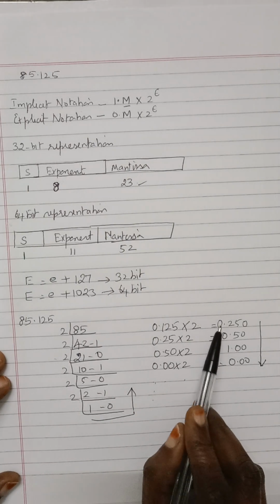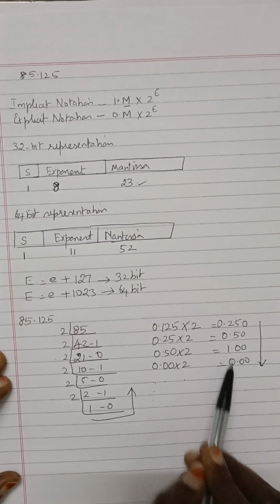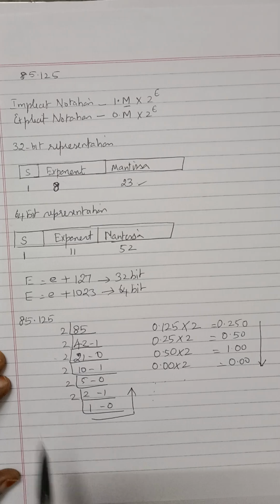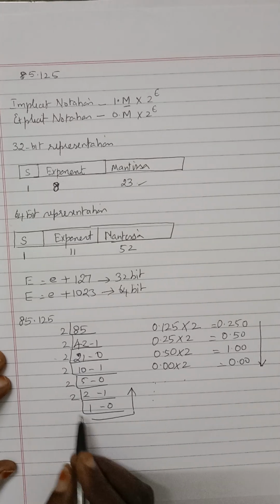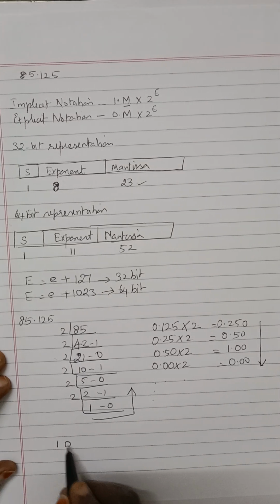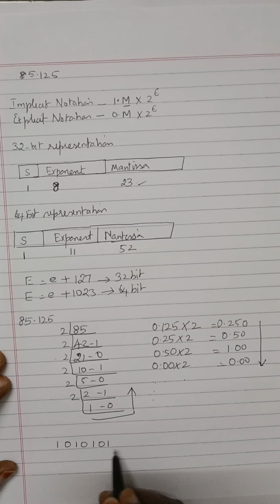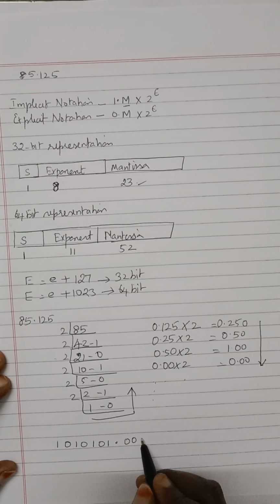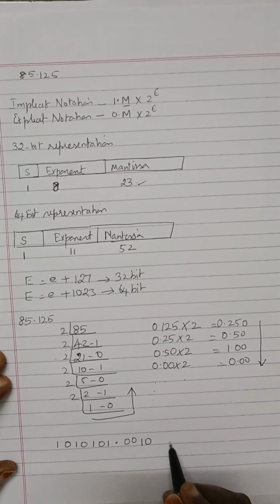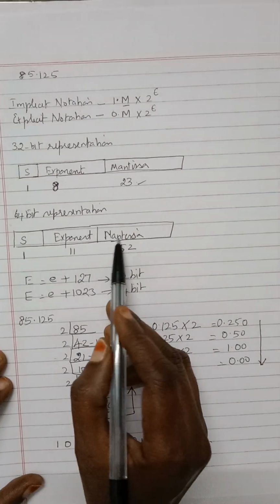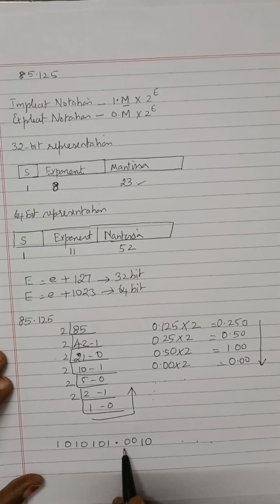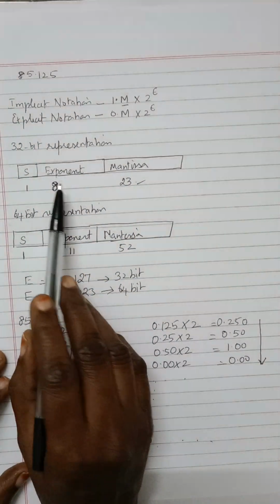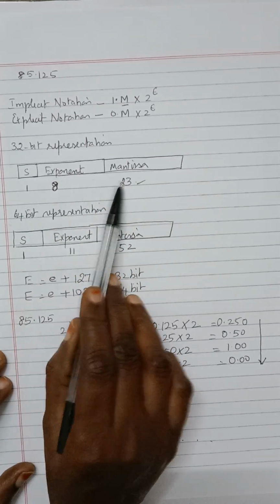Now what values will we write? We'll write these values, 0 0 1 0. This is the value for 0.125. Now we'll write the value here. So the value is 1 0 1 0 1 0 1 point, now 0 0 1 0. So this is the value. You can add any number of zeros. Now what is mantissa? Mantissa is anything after the decimal point. So after the decimal point, all the values I have are the mantissa. So here we have exponent and mantissa. We have tried it in this form.